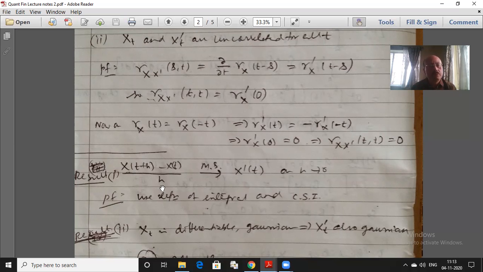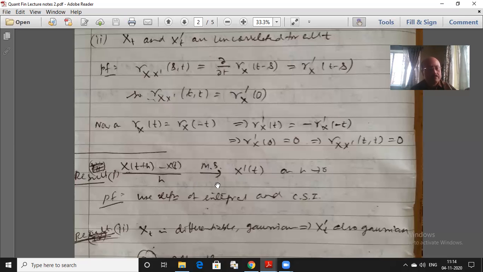If I look at the slope for a given h, then I can show that as h goes to 0, this slope will converge to the derivative that we have defined in the mean square sense. So this ms is mean square. That slope will actually converge to the derivative that we have defined through integration in the mean square sense.